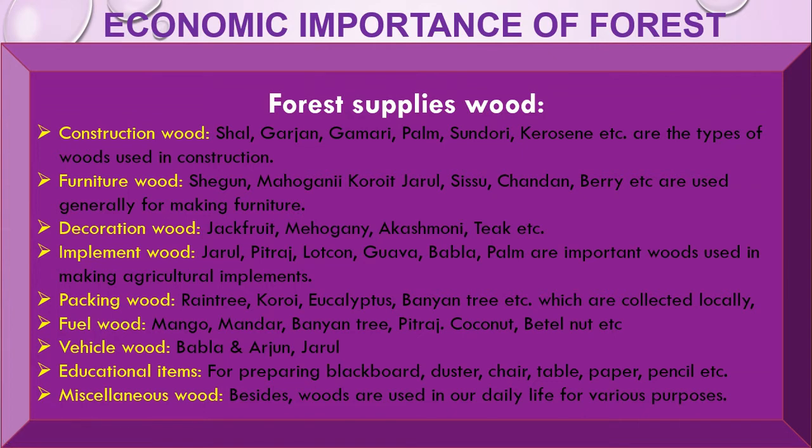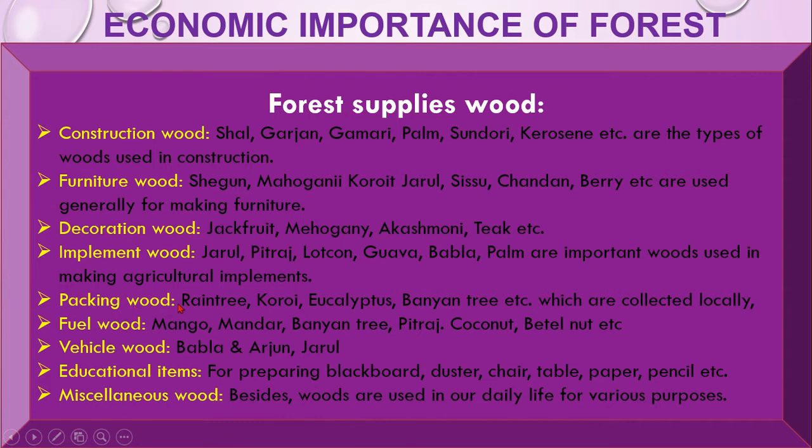Then implement wood. That means for making different types of agricultural implements, like wood saw, then plowing machine, tillage machine, then ladder. For this type of agricultural implements, we need the wood. We use jarul, pitraj, latkan, guava, babla, palm tree for making these.